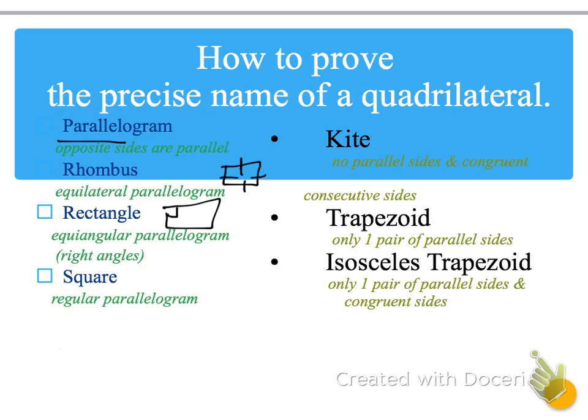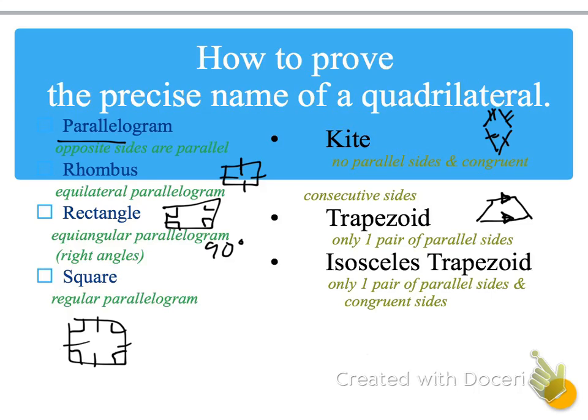A rectangle has four angles being congruent, and they're always 90 degrees. A square is regular, so all the sides are congruent and all of the angles are also congruent. A kite kind of looks like this, where we have no parallel sides and congruent consecutive sides. So these sides would be congruent and these sides would be congruent. A trapezoid will have a parallel set here, and then an isosceles trapezoid will have it being parallel and also two congruent sides.